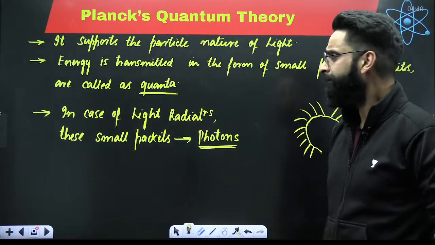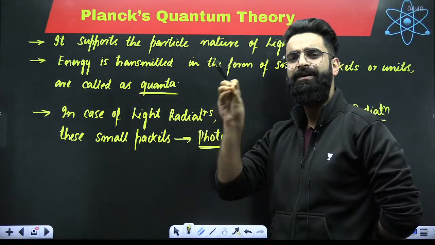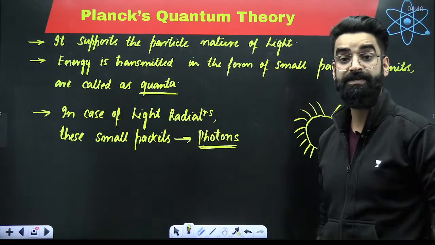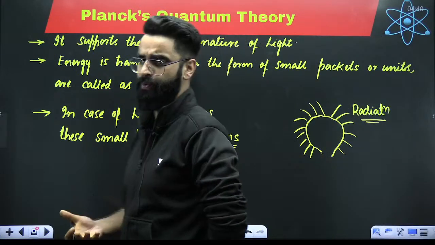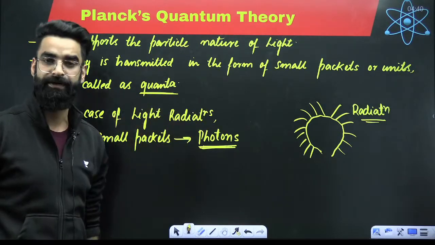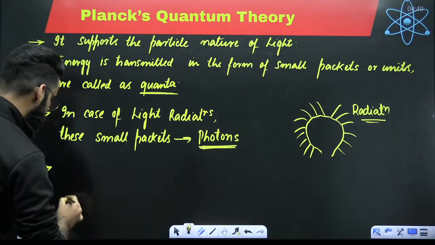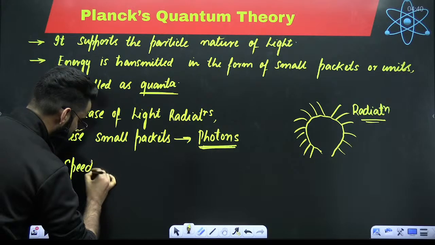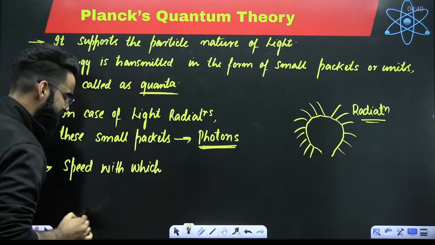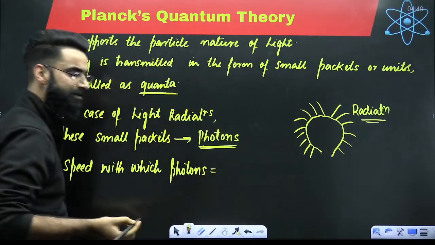Okay. So basically, what I was talking about is that light radiation also consists of small packets of energy, and those small packets, in case of light radiations, are what we call photons. And if light radiation consists of photons, if I ask you what is the speed with which these photons are going to move, let me know in the chat. Absolutely, photons are going to move with the speed of light only.